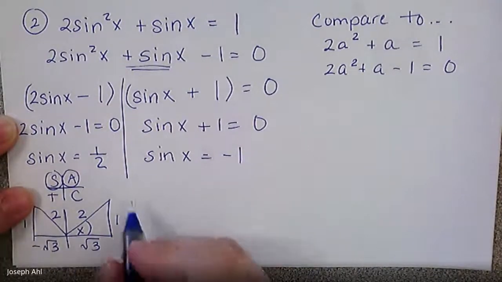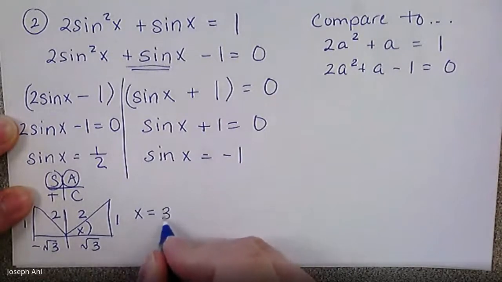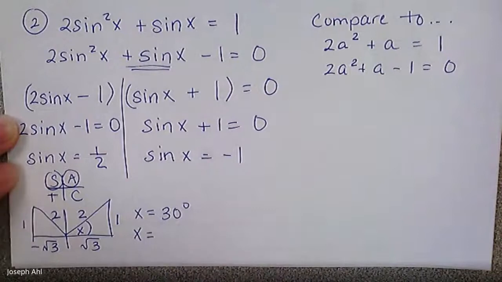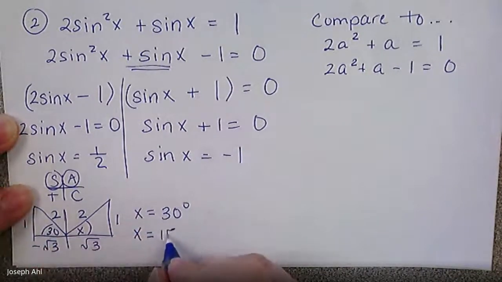Well, one of the solutions is x equals, what's the reference across from the 1? 30 degrees. Okay. Now the quadrant 2 answer, if this is a reference of 30, would be 180 minus that 30, which is 150.